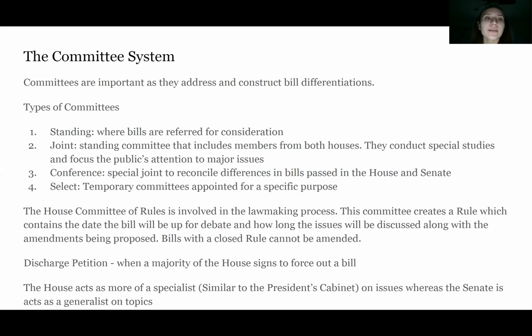Then we have the Select Committee. This is a temporary committee that is appointed for specific purposes. That just depends and varies.